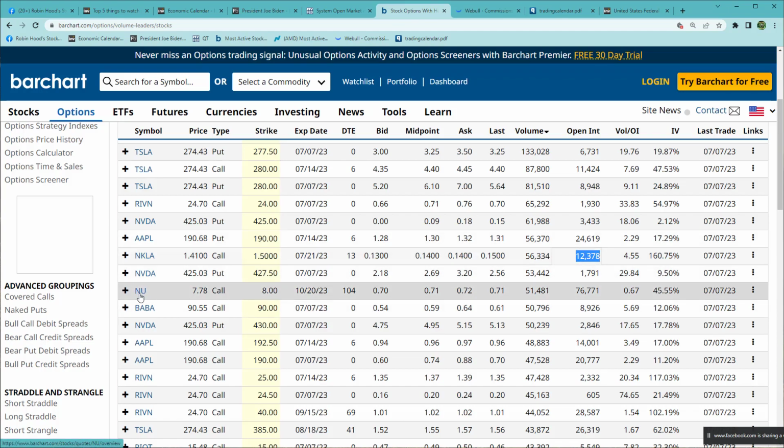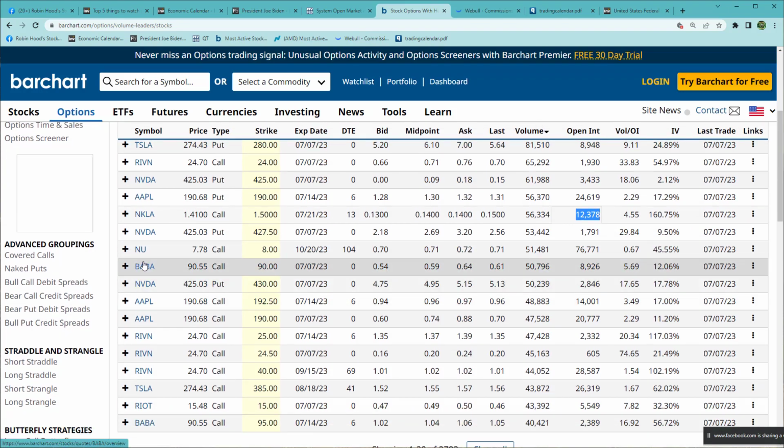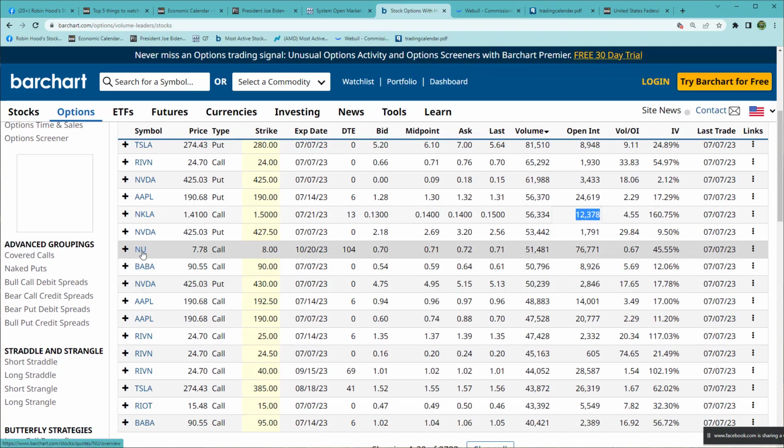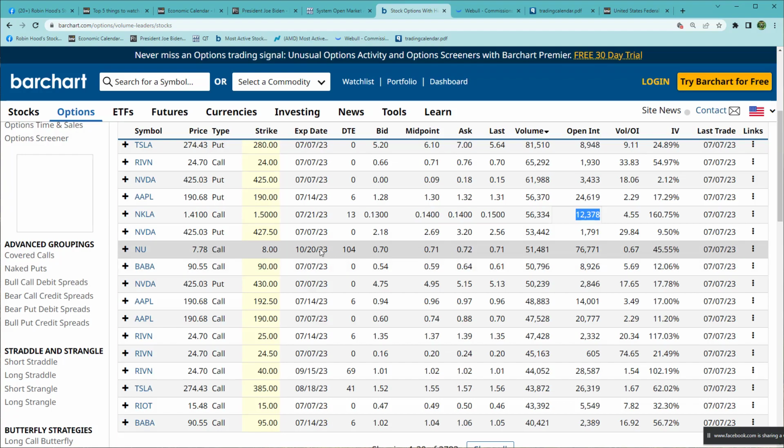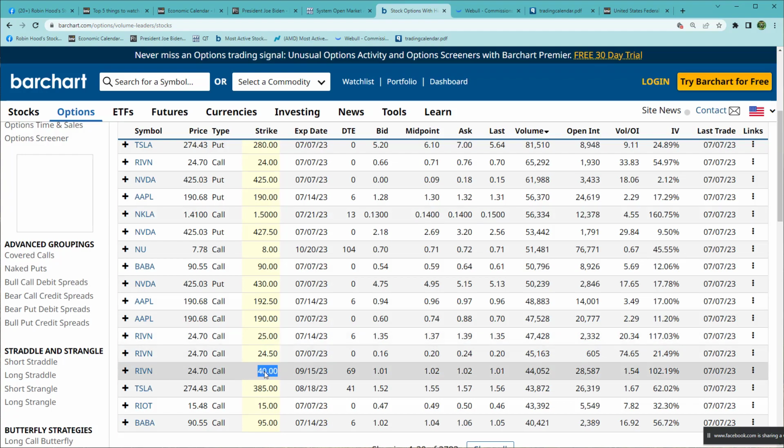Now, NU, someone in the group or chat room also mentioned something about NU, and I think it's a Chinese scooter or motorbike, all-electric company. It looks like there's more betting on the upside on that one. Let's see, Apple call, Rivian. There's a $25 call on Rivian. There's a $40 call. Now look at that, you guys.